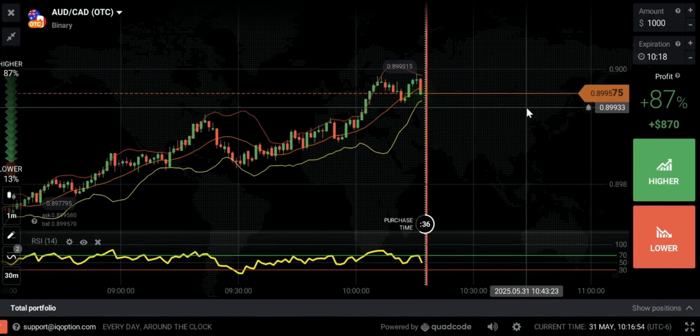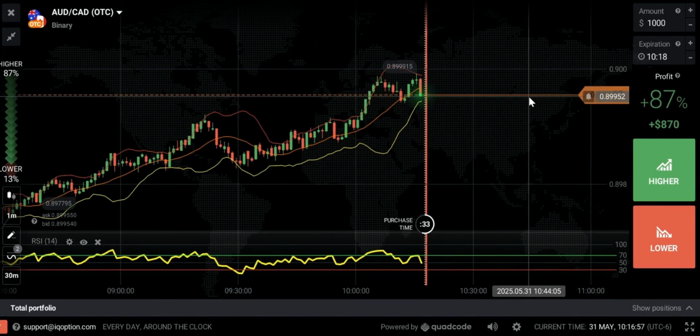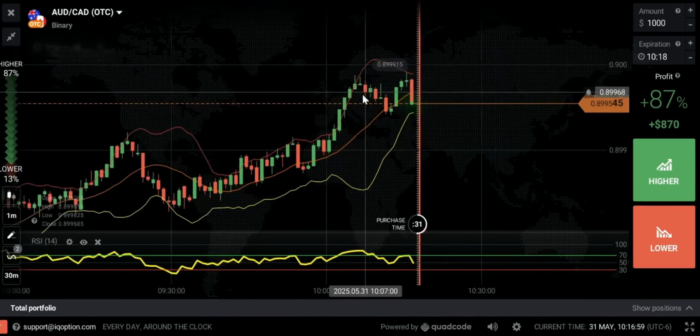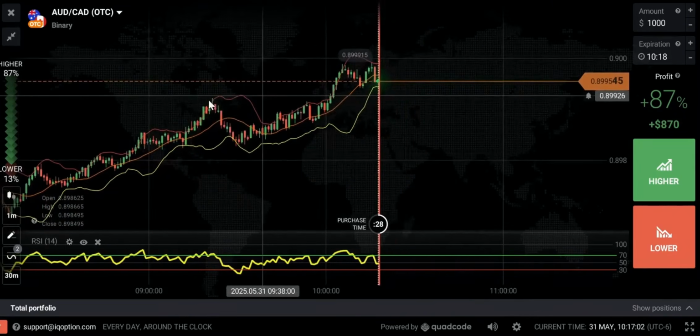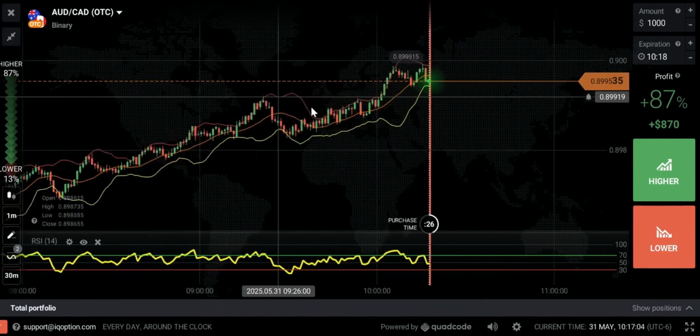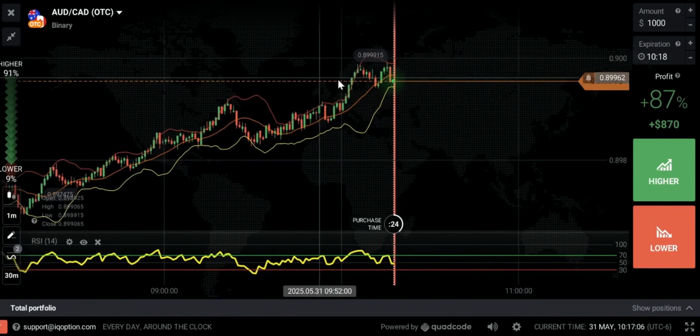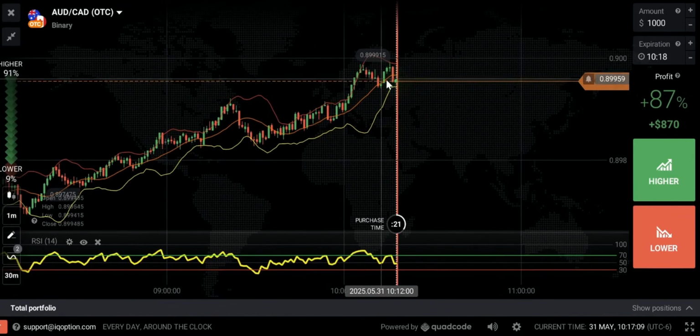Once again, I am here with a new trading strategy for binary options, this time using these two indicators. Honestly, it's really great, so without further ado, let's get started. First, we're going to set up the indicators.